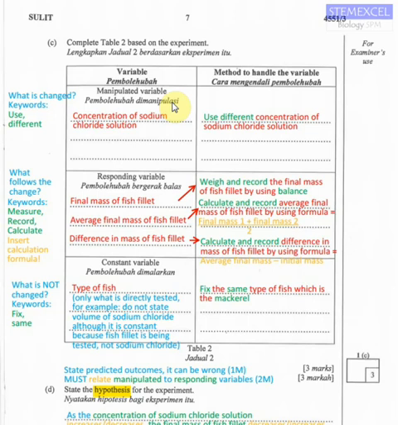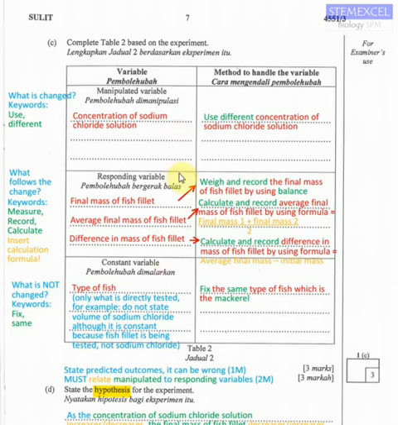The manipulated variable in this experiment would be the concentration of the sodium chloride, because 3 different concentrations at 0.1 molar, 0.4 molar, and also 0.6 molar were used in this experiment. So this shows very clearly that the concentration of the sodium chloride solution is the manipulated variable. As for the responding variable, you have the final mass of the fish fillet, also the average mass of the fish fillet, and the difference in the mass of the fish fillet. So basically all the mass of the fish fillet, different aspects of it, are considered the responding variable. And finally, for the constant variable, you can put in the type of fish. So the same type of fish that is being used would be the constant variable.